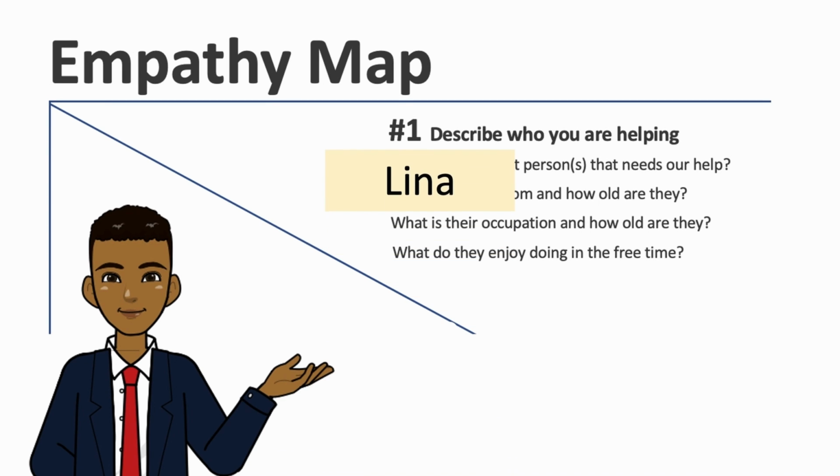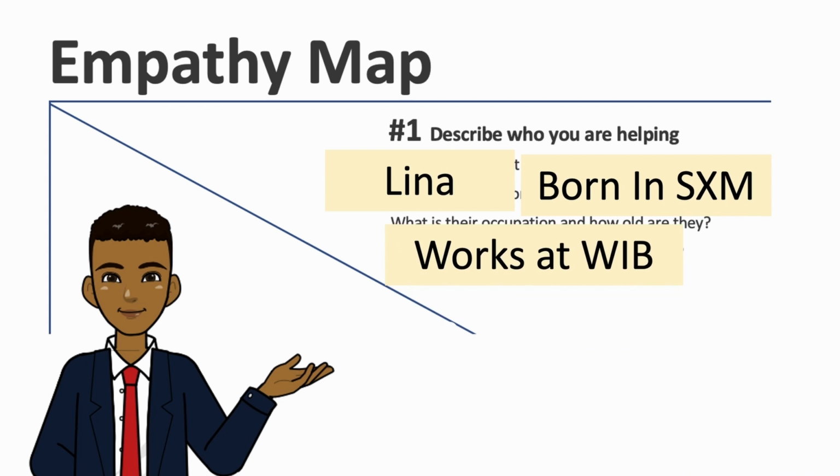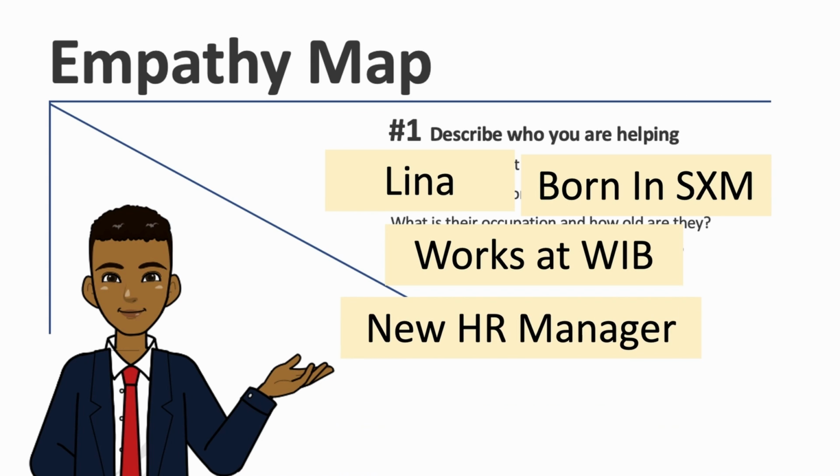So for example, the person that I'm trying to conduct this empathy analysis for, her name is Lena. She was born in St. Martin. She works at WIB, or Windward Island Bank. She's the new HR manager. Basically, she was promoted. And of course, she is a mother of 2.